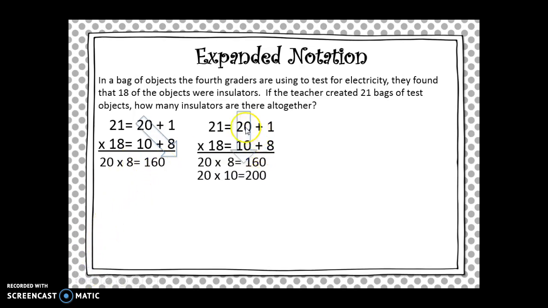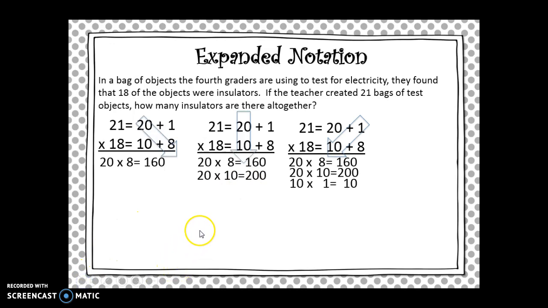My next step is to look at my tens place. This time I'm going to multiply 20 times 10. And you'll see that I've written that below. 20 times 10 is equal to 200. Make sure you pause the video as you write that down. My third step is to then multiply 10 times 1. And you'll see that highlighted in the arrow, and I've written it below. 10 times 1 equals 10.